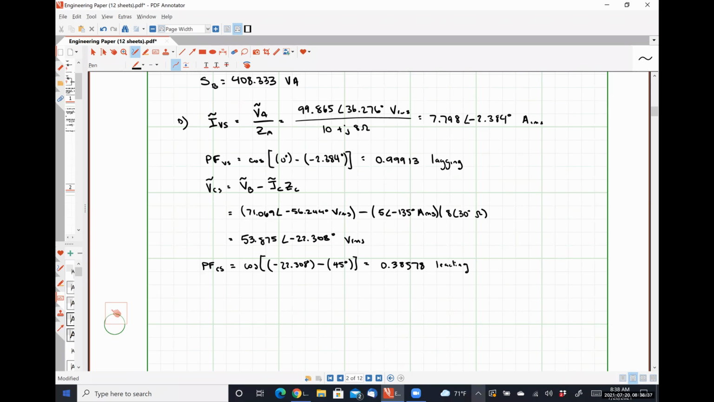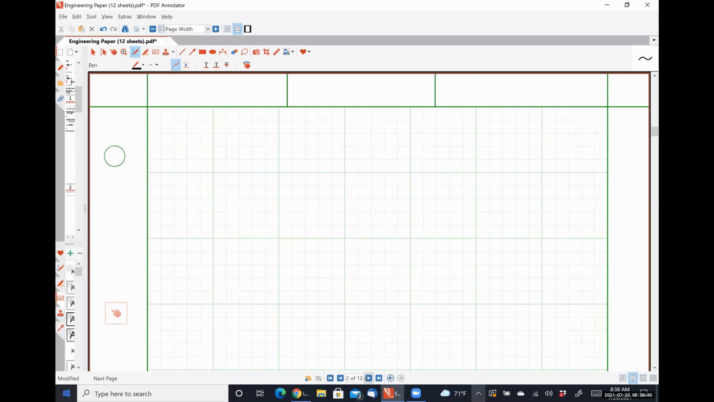So we only have about 40 minutes remaining. So I think I'm going to combine two of these example problems here. Let's say that we have the following circuit.